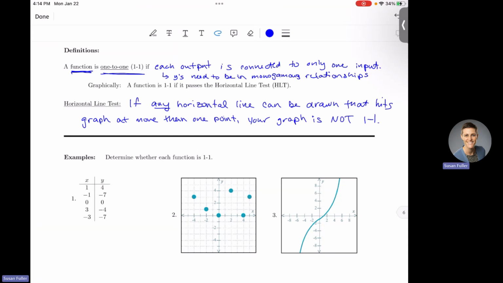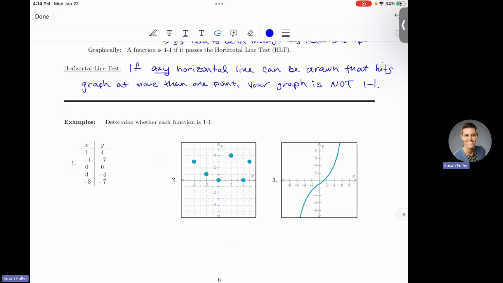Okay, so we've got some functions down here, and we need to figure out whether or not each one is one-to-one. To figure out whether we're one-to-one, we have to look at our y's. So in this table in number one, do we have any y's that are cheating? We do, don't we? y equals -7 is dating two different x's. It is dating both x equals -1 and x equals -3. y equals -7 is cheating, and this is not one-to-one.